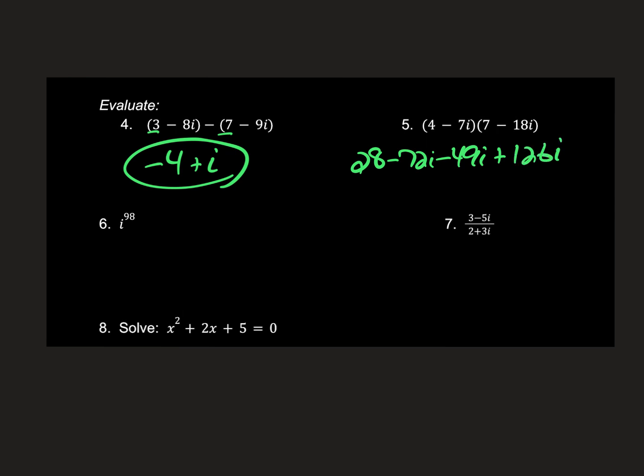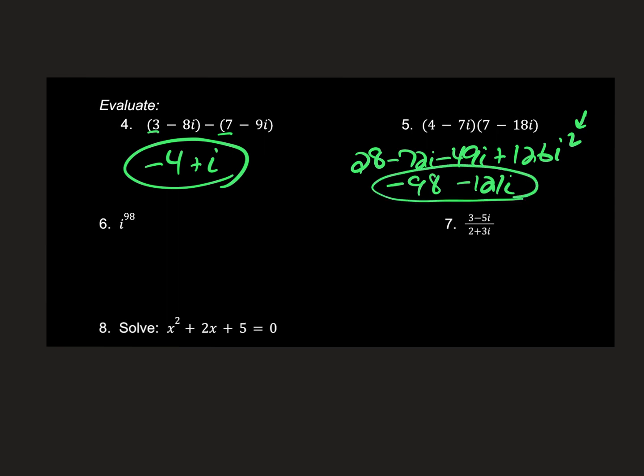But an i squared. Now, 2 things you can do here. You need to combine your 72 and 49, which I'm pretty sure gives you like -121i. This i squared makes that a -126. I'm doing 28 minus 126. Should give me like -98, and it does. So right there is your final answer.